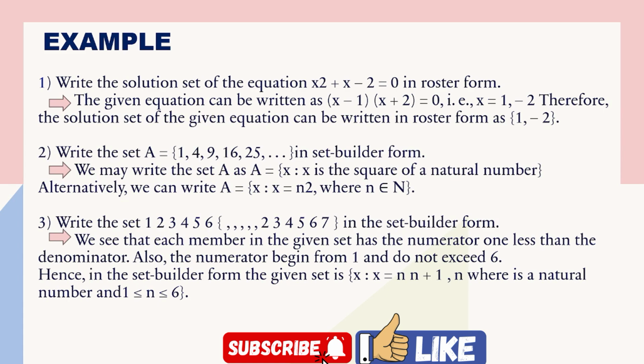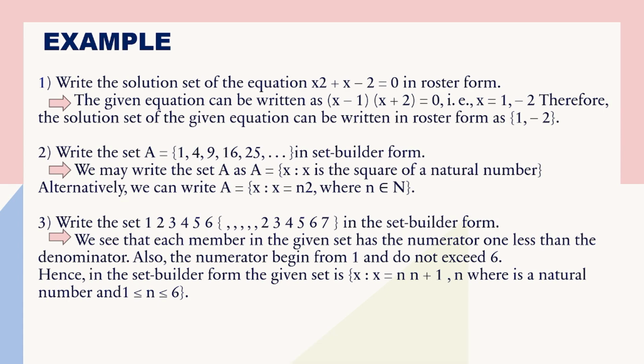Example 1: Write the solution set of the equation x square plus x minus 2 equals 0 in roster form. They have given an equation, and we have to write the solution in roster form. x square plus x minus 2 is a quadratic equation. If we solve by the factorization method, we get (x minus 1)(x plus 2) equals 0. Equating each factor to 0, we get x equals 1 and x equals minus 2, and that set can be written as {1, minus 2}.